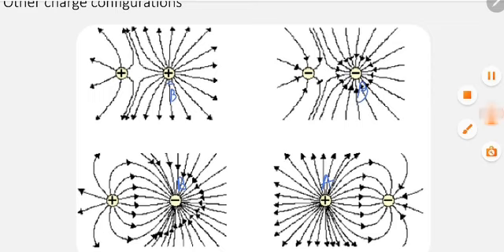Okay? For your activity, you will be drawing electric field lines given a charge configuration. Good luck!